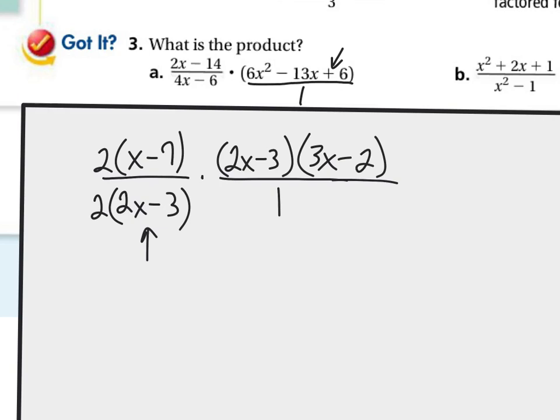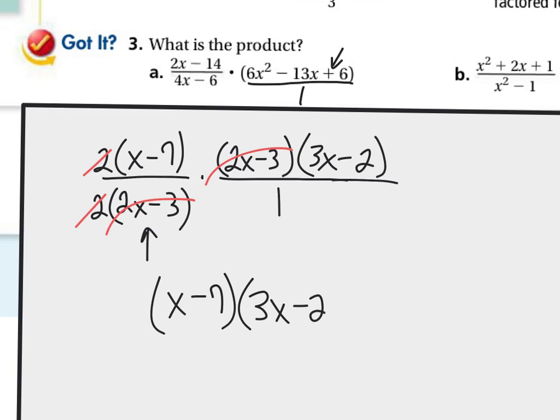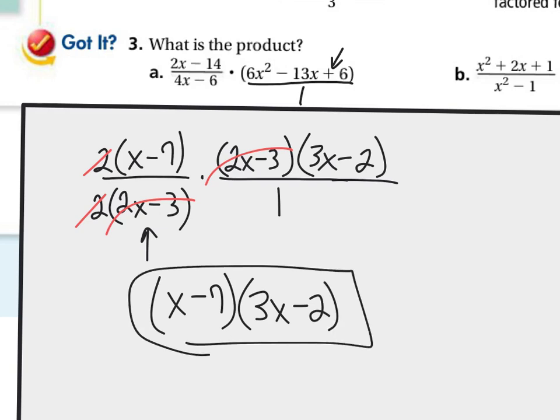And then now the fun part, we get to cancel. So the 2's can cancel. 2x minus 3's can cancel. And then we'll just rewrite this so it's neater to look at. And then that should be our answer. If you have those switched around, if you would write it as the quantity 3x minus 2 times the quantity x minus 7, that should be fine also.